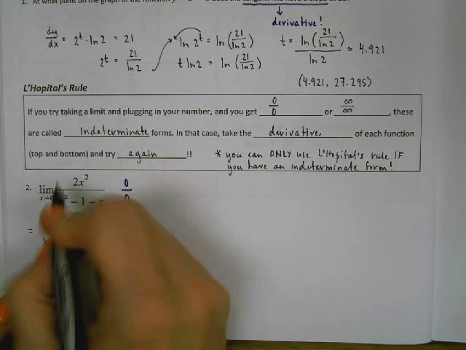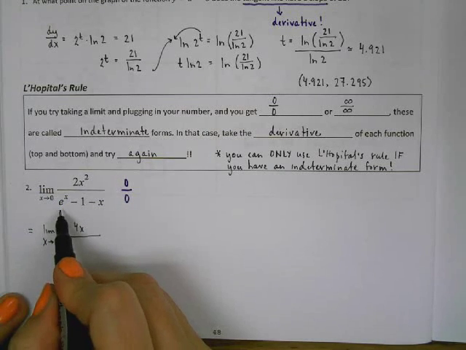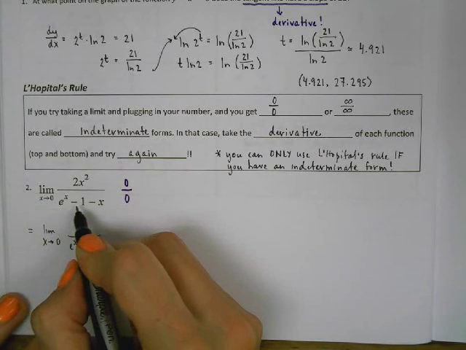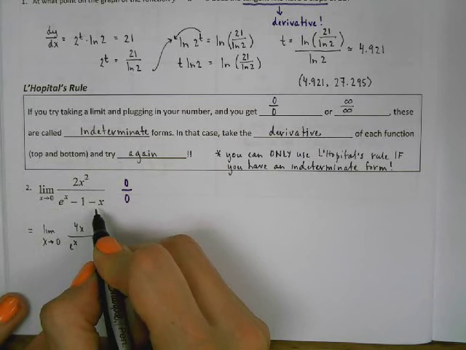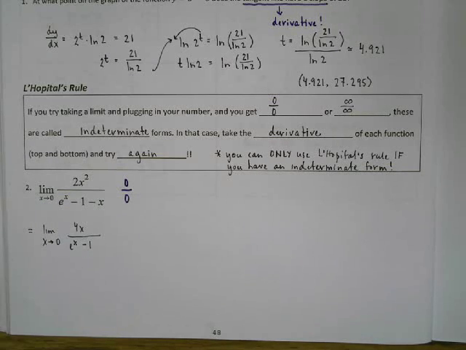So I know that that limit is equal to the limit as x approaches 0. I'm going to differentiate the top and get 4x. And then I'm going to differentiate the bottom. So I'll get e to the x. My minus 1, that derivative is 0, so that term drops out. The derivative of negative x is going to be minus 1. And so now that we've differentiated, we try again.